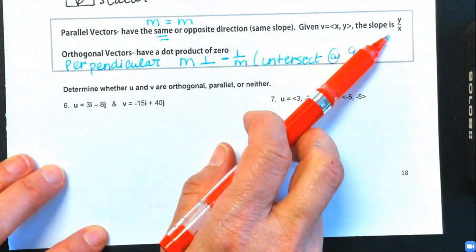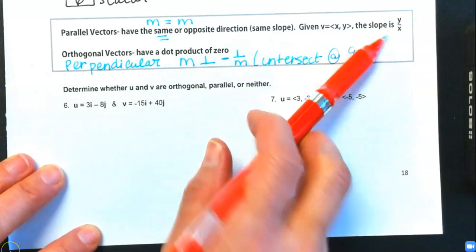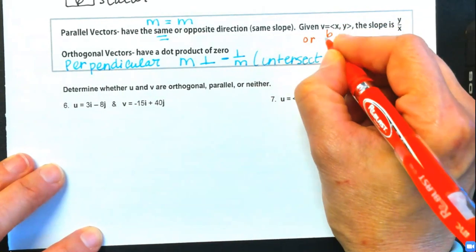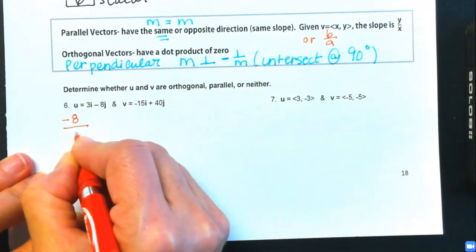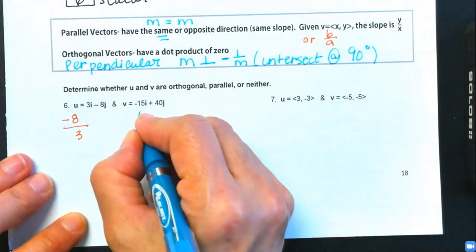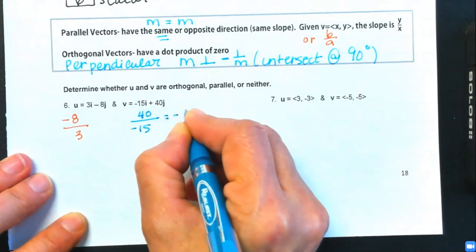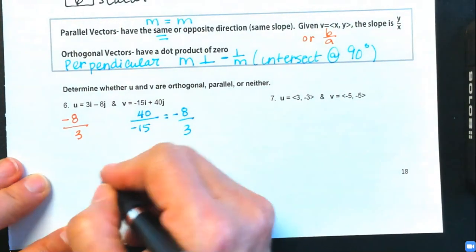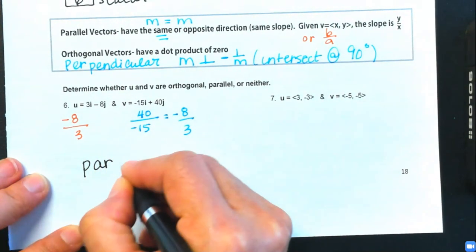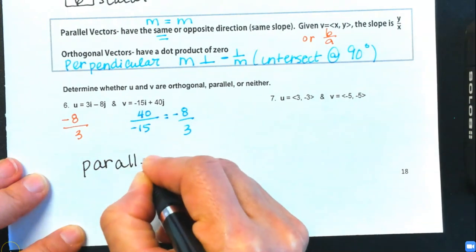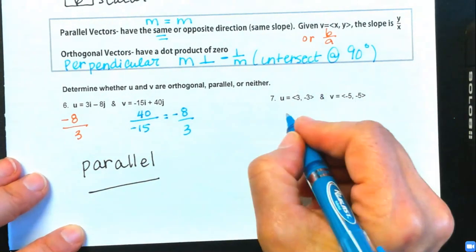So what we're going to do is just analyze the slope here. And the slope is y over x, which is also known as component b over component a. Right, so no adding, subtracting, multiplying, or dividing. We're just writing y over x and then analyzing the difference. So if you notice, both of these are the same exact thing, so I know these two vectors are parallel.